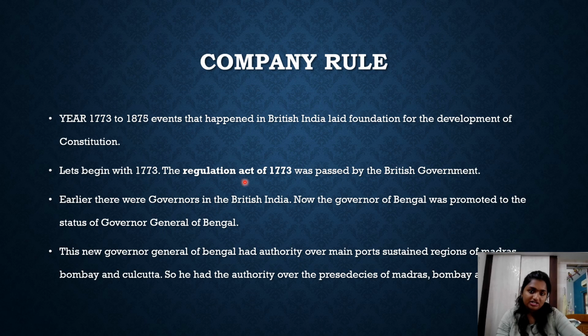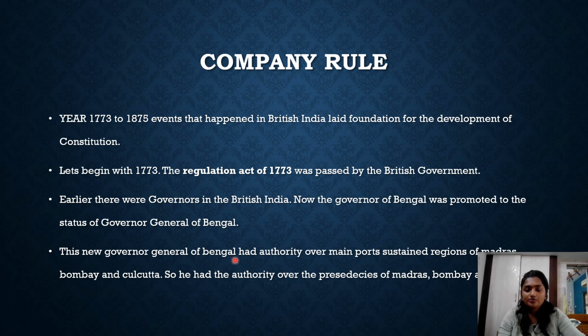The first Regulation Act of 1773 was passed by the British government. What it stated was that, though there were a lot of governors during that time, there was a governor of Bengal, and for the first time, the governor was made the governor general. So the governor of Bengal was promoted to the status of Governor General of Bengal, and under him came the presidencies of Bombay, Calcutta, and Madras.